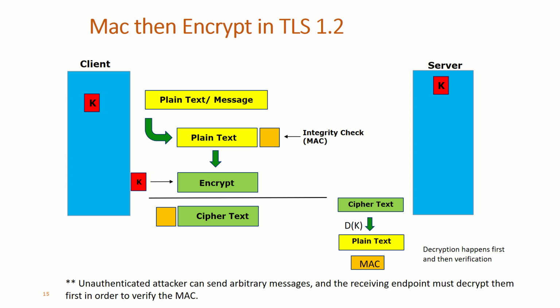Solution for the problem and the recommended way to encrypt is to perform things in reverse order, that is first encrypt and then MAC. This approach is called Authenticated Encryption. Let's see how this is done in TLS 1.3.